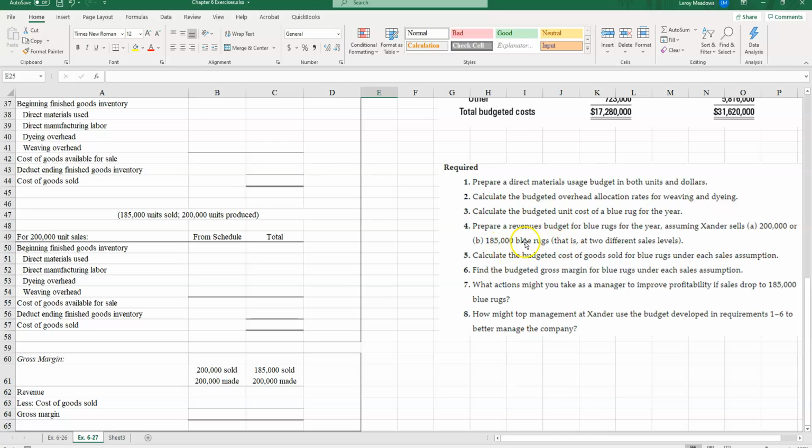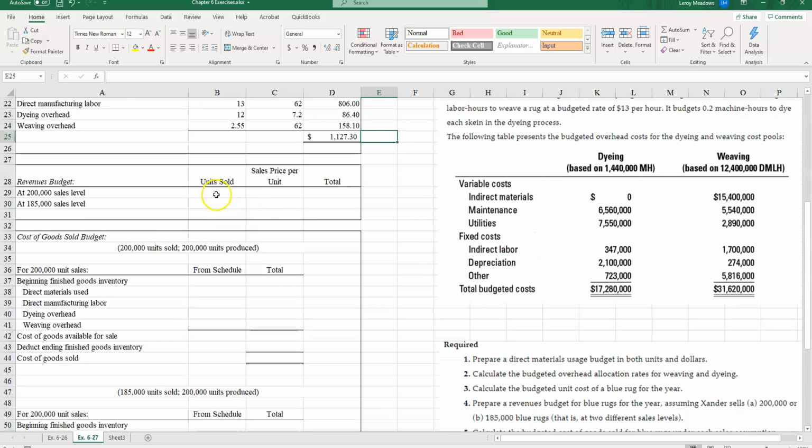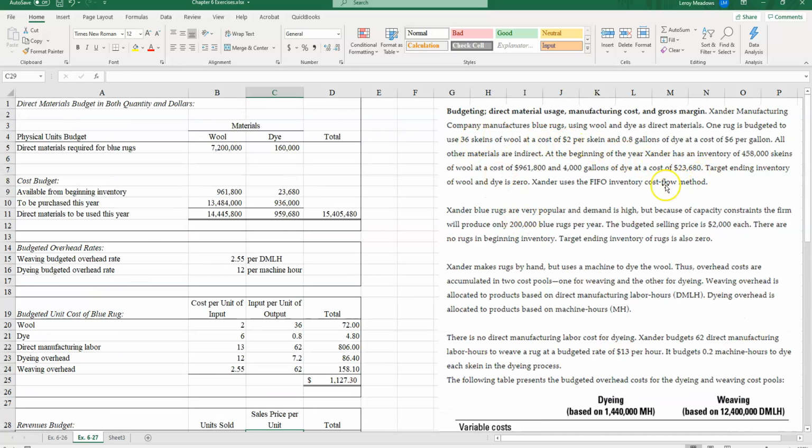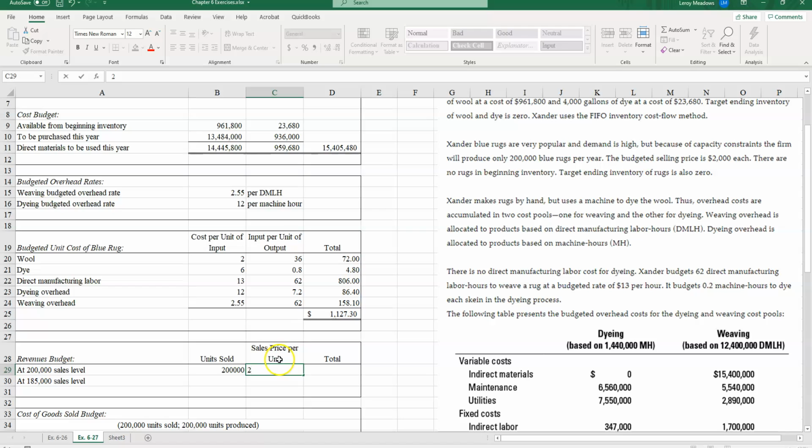So we have to compute the revenues budget at two different sales levels. So let's see, at 200,000 sales units, we're going to sell 200,000. And then the price for each rug that we're selling is how much? It tells us where? 2,000. So 200,000 units at 2,000 a piece gives me a total revenue of, I'm sorry, 400 million.